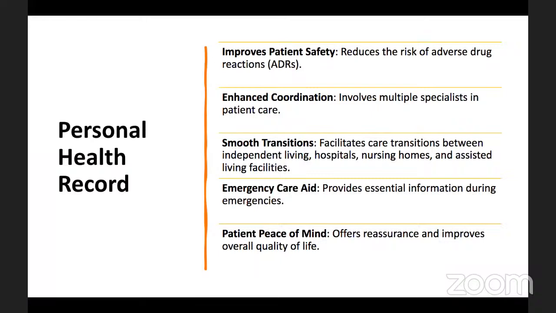Personal health records improve patient safety and reduce the risk of adverse drug reactions. Enhanced coordination involves multiple specialists in patient care. Smooth transition facilitates care transitions between independent living, hospital, nursing homes, and assisted living facilities. Emergency care aid, they can provide essential information during emergencies. And patient peace of mind offers reassurance and improves overall quality of life.